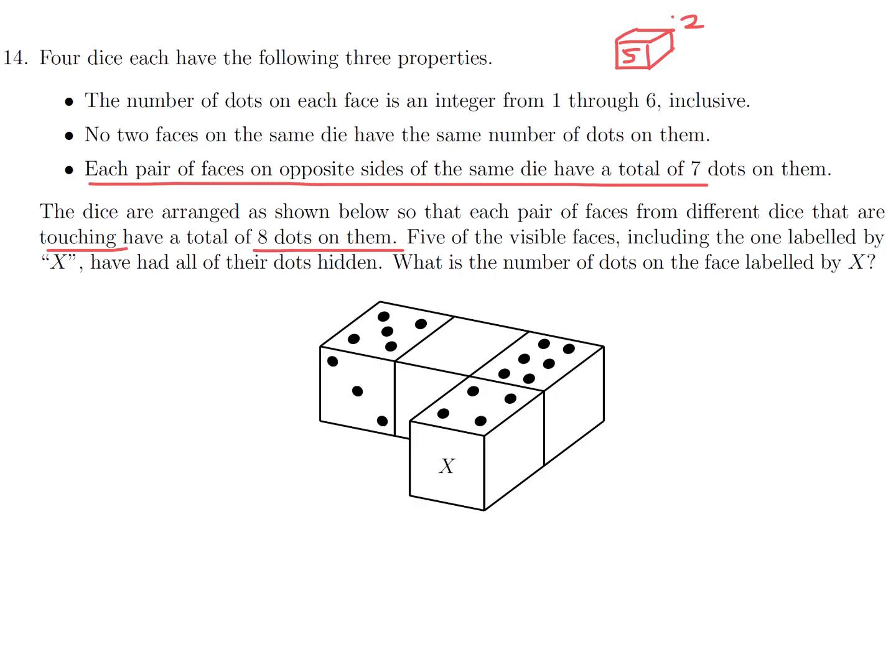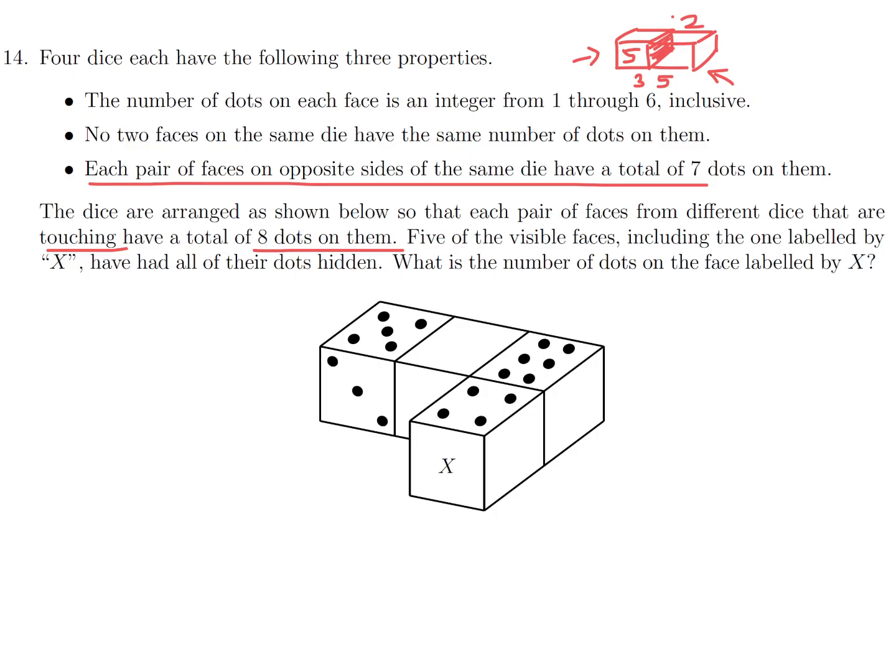You got it? And then the other piece of information is this one, that if you have another dice attached, like that, and 2 faces are touching like this, there's going to be 2 faces touching, one on dice number 1 and one on dice number 2. Those 2 faces, if added together, have a total of 8. So for example, if one of those faces was, let's say 3, the other face has to be a 5. Got it? Okay, so here we go.